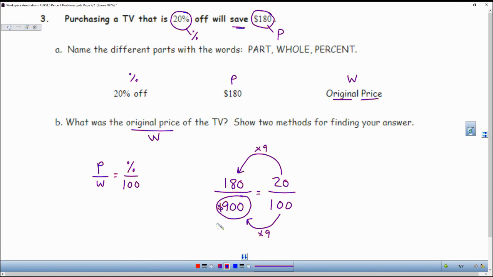So that TV, the original price was $900. And you saved 180, so it brought it down to $720. Not too bad.